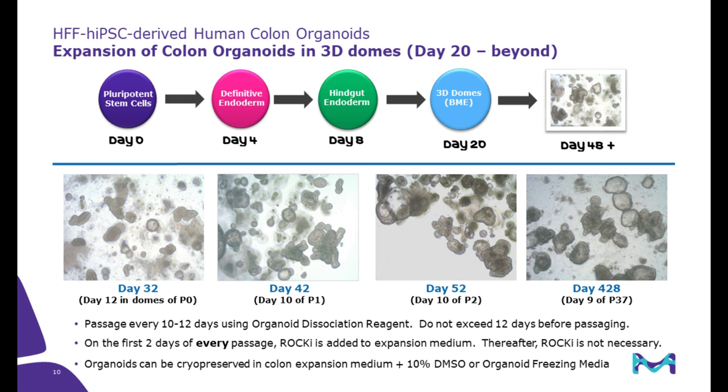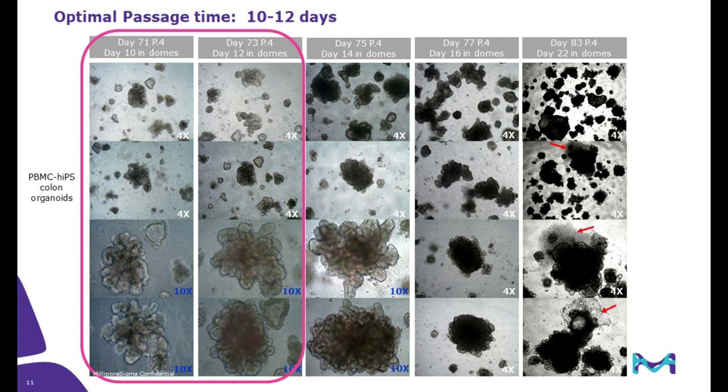We recommend passaging every 10 to 12 days using organoid dissociation reagent. Do not exceed 12 days before passaging. On the first 2 days of every passage, ROCK inhibitor is added to enhance viability. Thereafter, ROCK inhibitor is not necessary. Organoids can be cryopreserved in colon expansion media plus 10% DMSO or organoid freeze media.